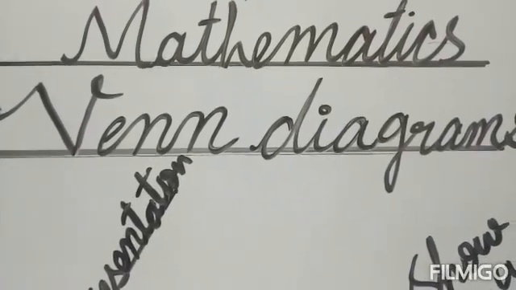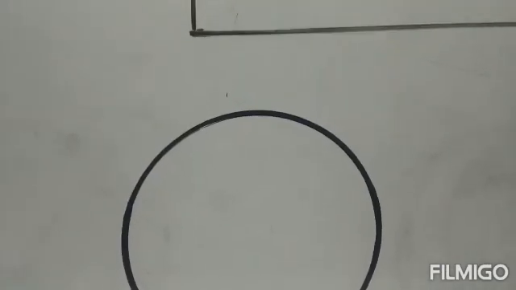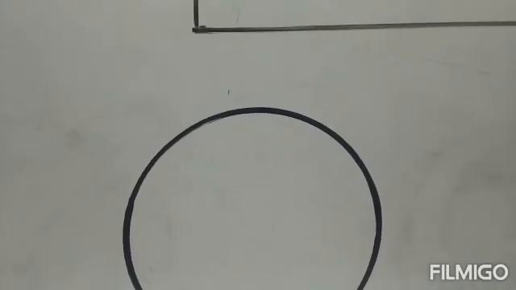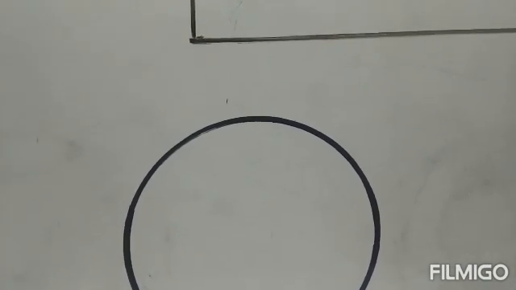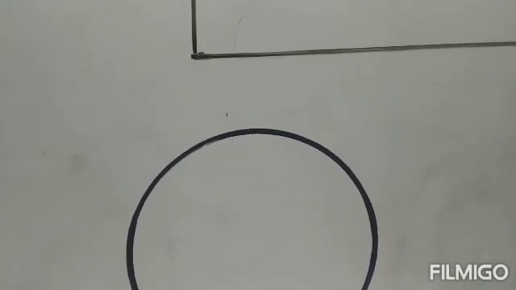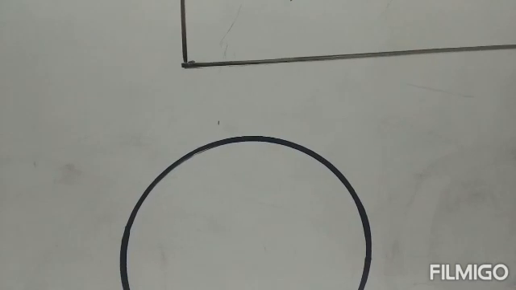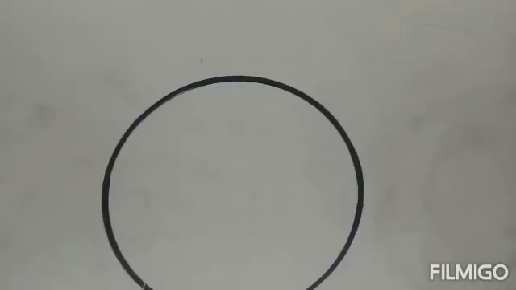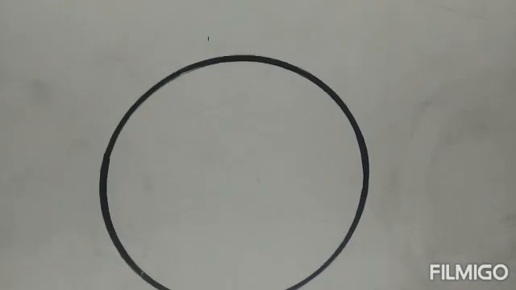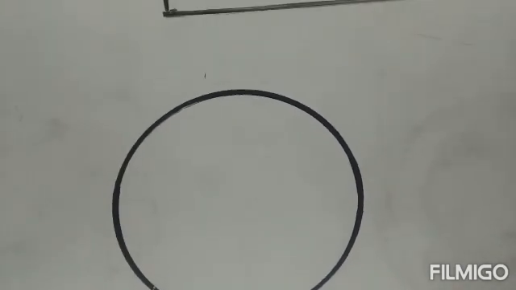Okay, a Venn diagram is drawn in the form of a circle. It represents any special group or set of objects with a specific quality. All other objects are thought to be outside the circle. Sets can be easily understood and represented by a Venn diagram or a set diagram.